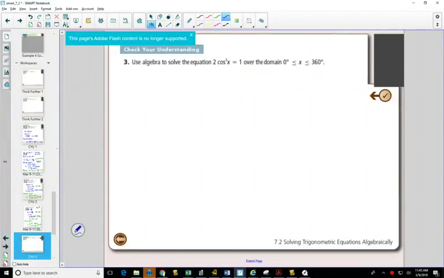This example would show up on a non-calculator part of your test. So we start with 2 cos squared x equals 1. We're in degrees, okay? Gonna see if I can pay attention to that right from the beginning this time. So again, you're solving a trig equation. We only have cos squared. You'd like to get that by itself.